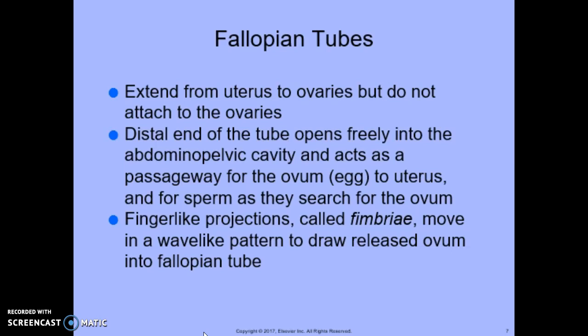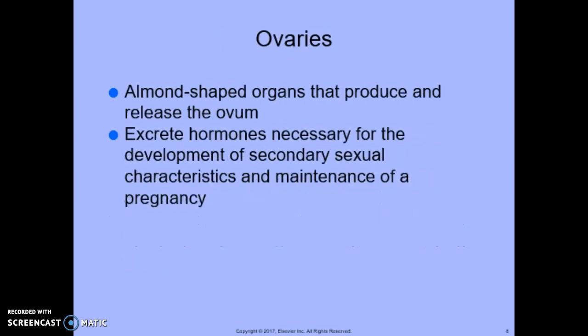There are finger-like projections called the fimbriae, and they move in a wave-like pattern to draw the released ovum into the fallopian tube. Another name used for fallopian tubes is the oviducts. The ovaries are almond-shaped organs that produce and release the ovum. The ovaries excrete hormones necessary for the development of secondary sexual characteristics and maintenance of pregnancy. The hormones secreted by the ovaries are estrogen and progesterone.